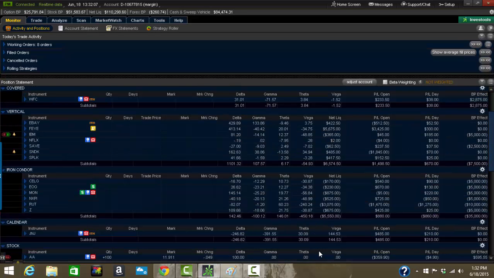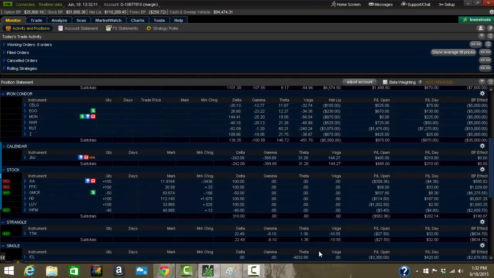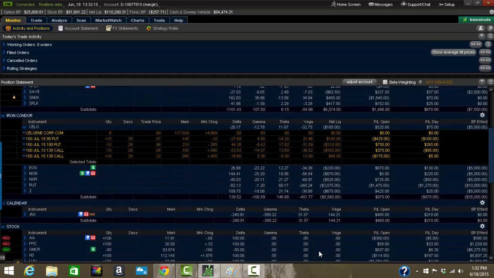Let's do another one real quick. Let's say we take an iron Condor instead, okay? And here's one, Celgene. Let's go through these columns, okay? Celgene shows me the instrument. July, 95, 100, 130, 135. These are my strike prices. This is the quantity of contracts I played on each leg. This is how many days are left, what I traded them for. Now, I added that in. Remember, that's not defaulted in there.